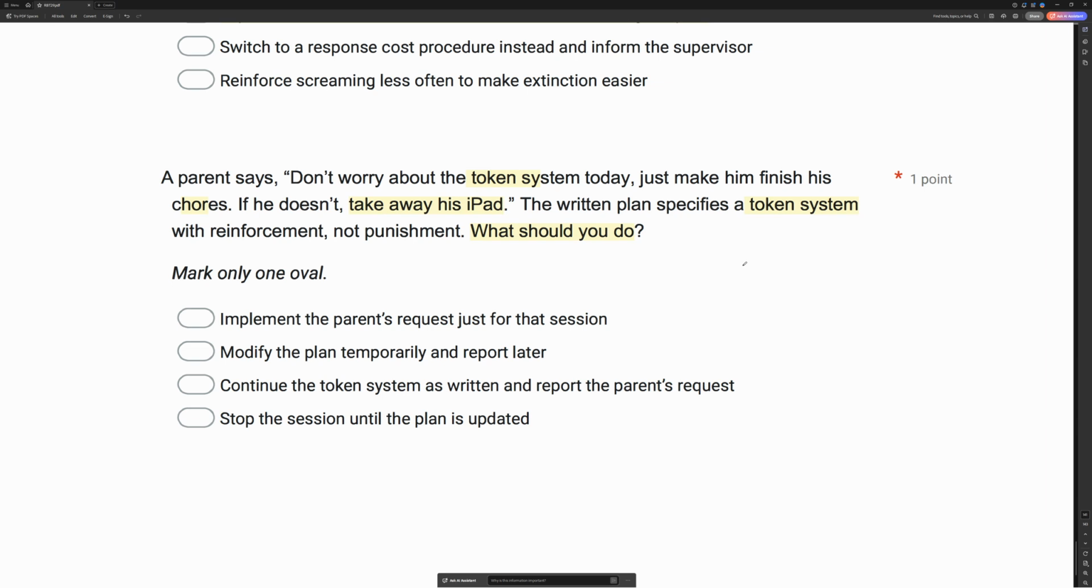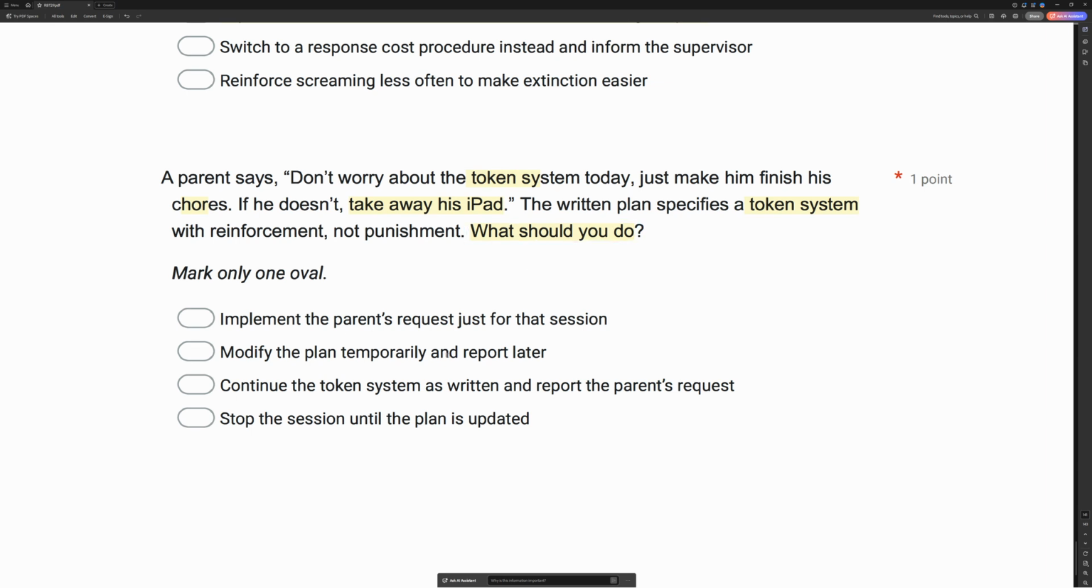So how do we approach the situation where you've got a plan that you've been trained on and you need to follow, but a stakeholder is telling you something different? As a technician, it's not your job to get in the middle of this. This has to be a discussion between a parent and the supervisor. So what should you do? A, implement the parent's request just for that session. Well, no. Just because the parent says it doesn't mean you need to do it immediately, especially in this case where they want you to use punishment when punishment is not in the plan.